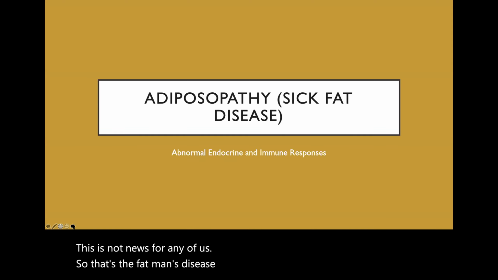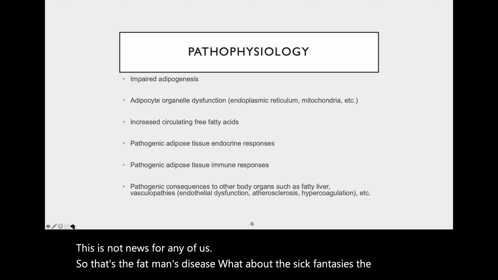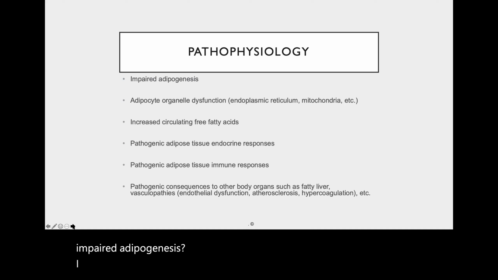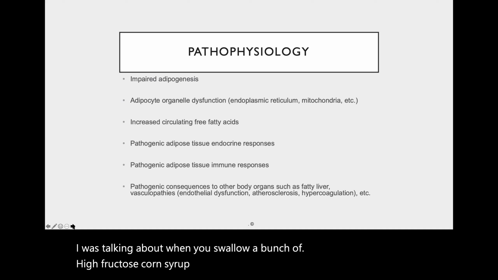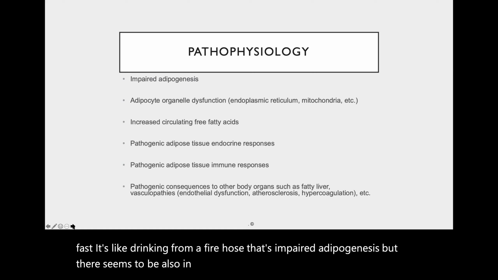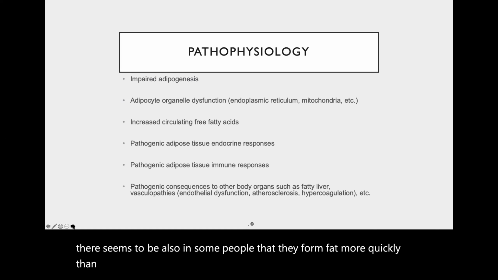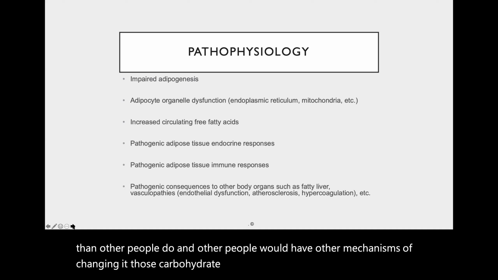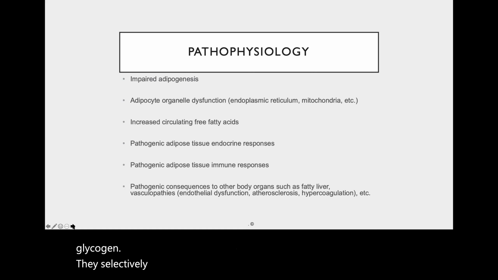What about the sick fat disease? The abnormal endocrine and immune responses that come with it. Well, impaired adipogenesis. I was talking about when you swallow a bunch of high fructose corn syrup that your liver has no choice but to just turn it into fat because it's coming so fast. It's like drinking from a fire hose. That's impaired adipogenesis. But there seems to be also in some people that they form fat more quickly than other people do. And other people would have other mechanisms of changing those carbohydrate molecules into things other than fats, like glycogen. They selectively try to keep making fat.